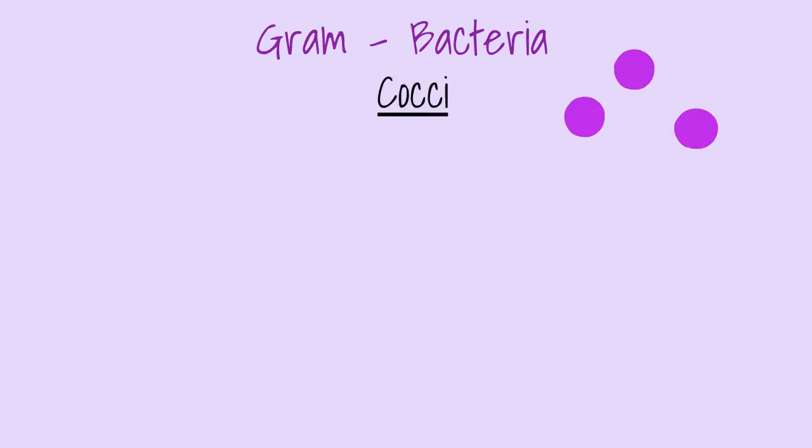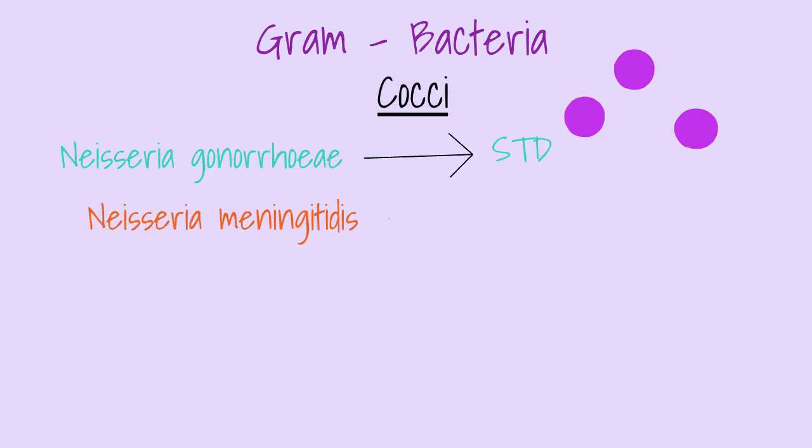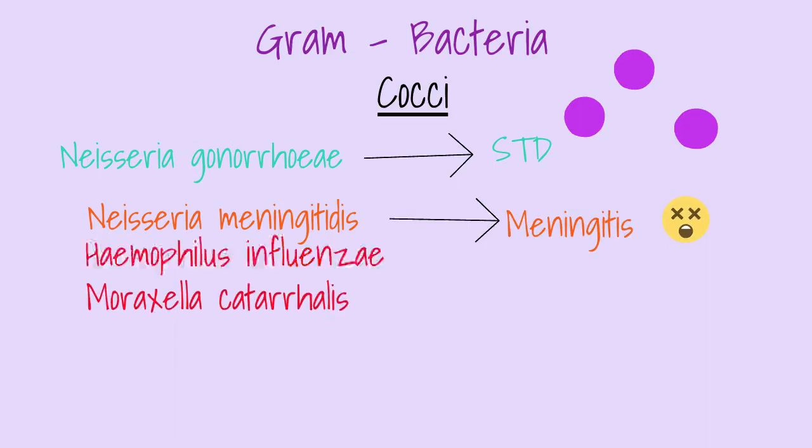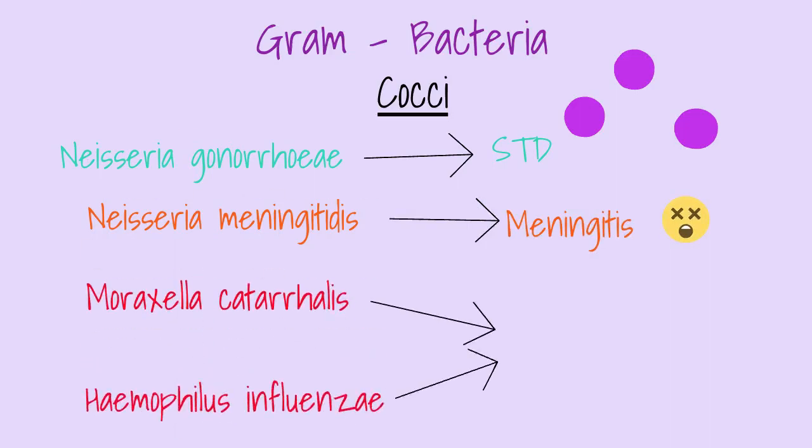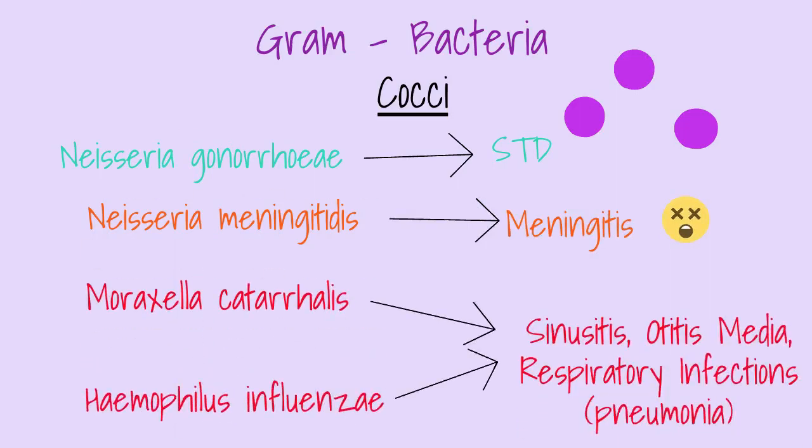Starting with gram-negative cocci, there are 4 common pathogenic species: Neisseria gonorrhea, known for causing sexually transmitted infections; Neisseria meningitidis, causing a fatal form of meningitis; Moraxella catarrhalis, and Haemophilus influenza, both known for causing infections like sinusitis, otitis media, and pneumonia.